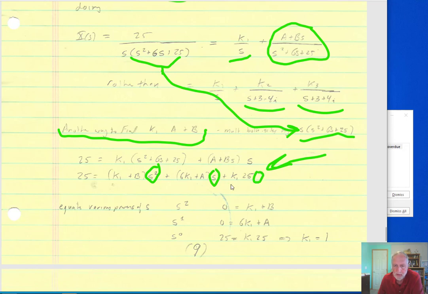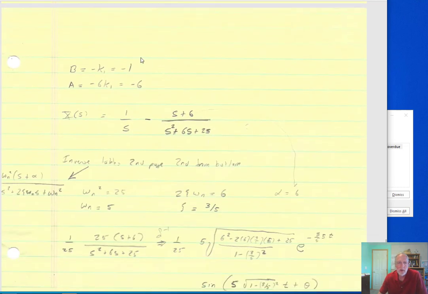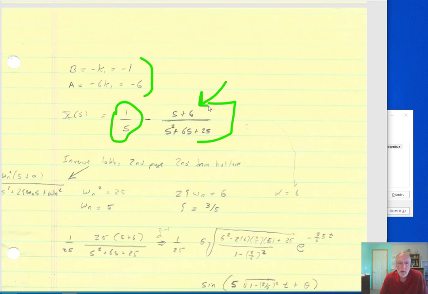So this is a constant, this is s to the first power, this is s to the second power, and so this is going to be equal to 25 because there's no s's, and then this is going to be equal to 0 because there's one s, and this is going to be equal to 0 because there's two s's. So those are the three equations that you need to solve for the three unknowns, and this one gives us k is 1, and then you can substitute that into the two equations here to get the other values for a and b. So you get this, the real root term, and then you get the second order term that comes from the complex roots.